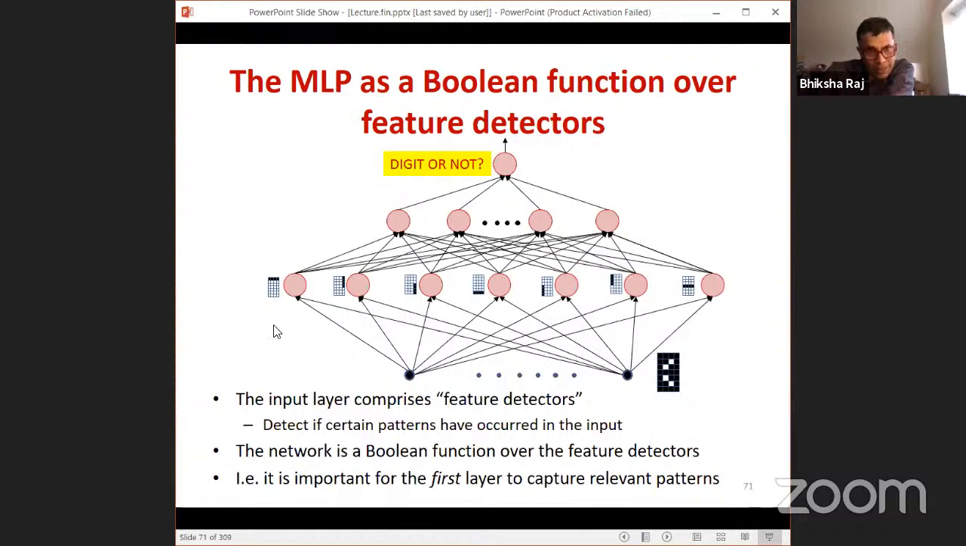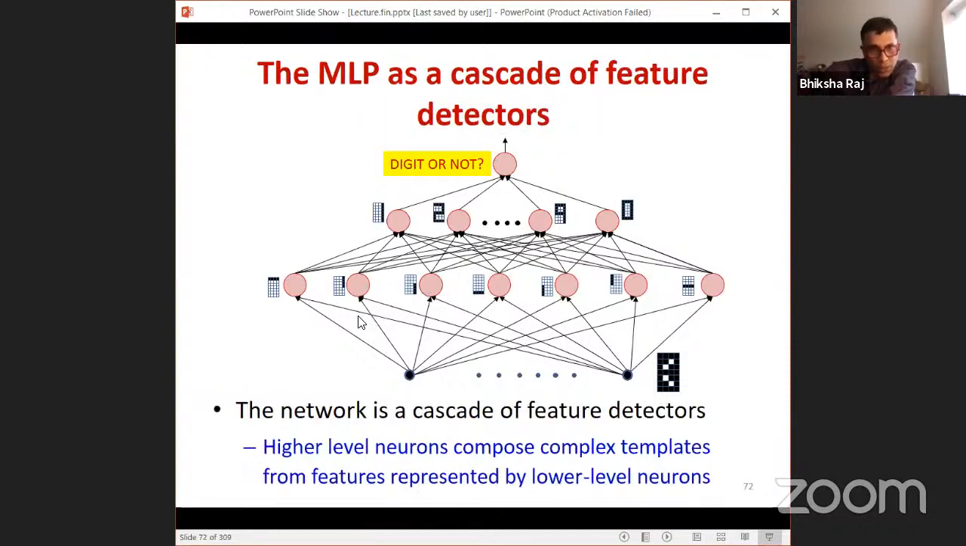And the network itself is a Boolean function over these feature detectors. So it's important for this first hidden layer to capture all of the relevant patterns so that the network can perform its magic on it. But then you can look at it hierarchically. The next layer of the network is again essentially a set of feature detectors on top of the feature detectors of the first layer. The higher level neurons compose complex templates from the features represented by the lower level neurons, and so on.